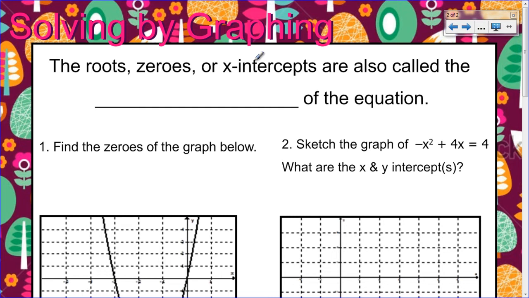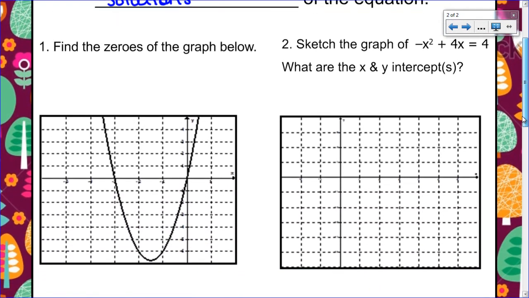So the roots, zeros, or x-intercepts are also called the solutions of the equation. We've talked about this a lot, but all four of those words mean the exact same thing. So it doesn't matter which one you see, they all mean the same thing. They mean find the x-intercepts. Where does this graph cross the x-axis?